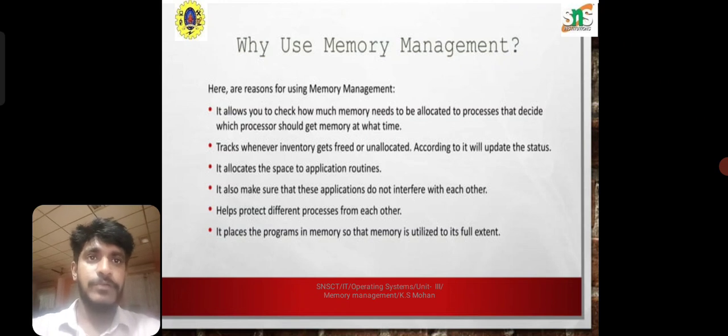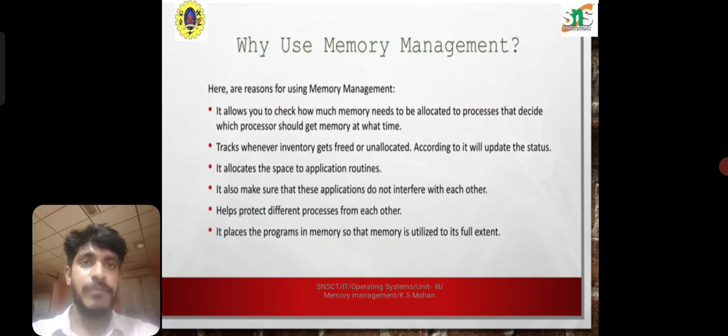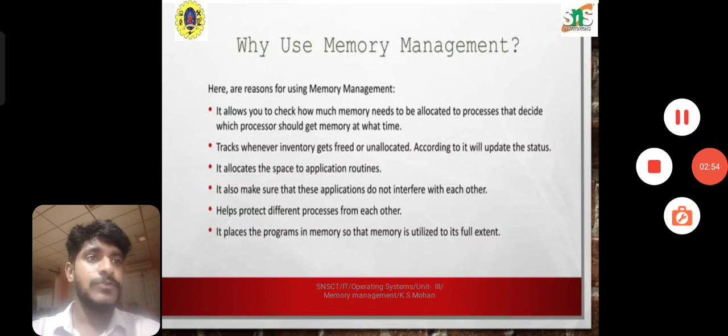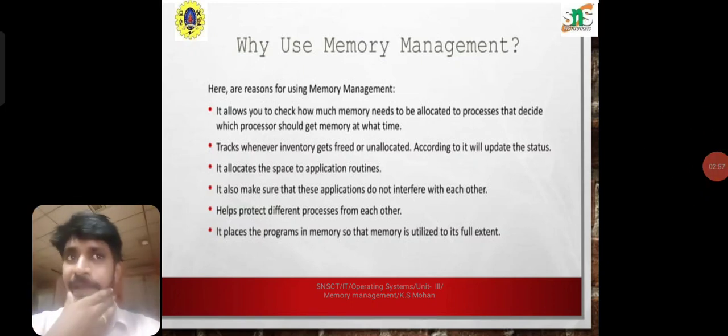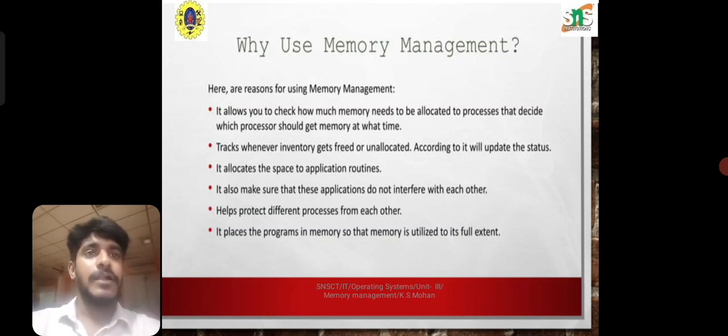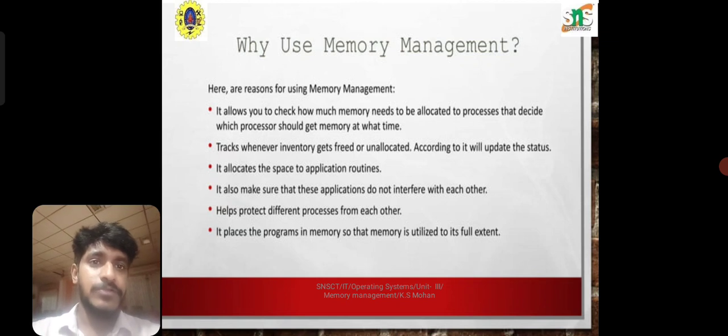So why are we using memory management? The main reason is to allocate space to application routines. Memory management plays a major role in the operating system, from retrieving data whenever different kinds of processes need it, to temporary storage such as cache memory, and other things. It plays a vital role for the operating system. It also places programs in memory so that memory is utilized to its full extent.